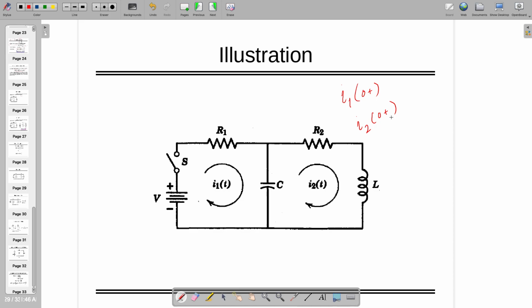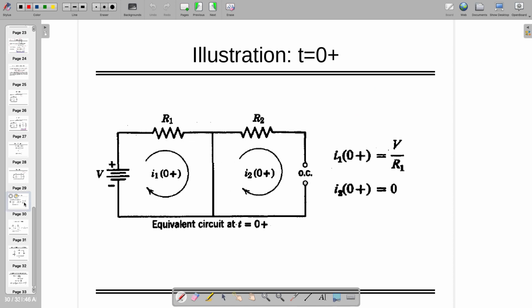So one of the components will be open, one of the components will be short. So at I1 of 0 plus, which one, like, capacitor will be short or open? Short. If it is short, it is already minus, so it will be V by R1, right? In another way, this will be open, so there is nothing happening. So what will be I2 of t? 0, right? So those things you can write down, and it matches with what the book is suggesting. No problem.